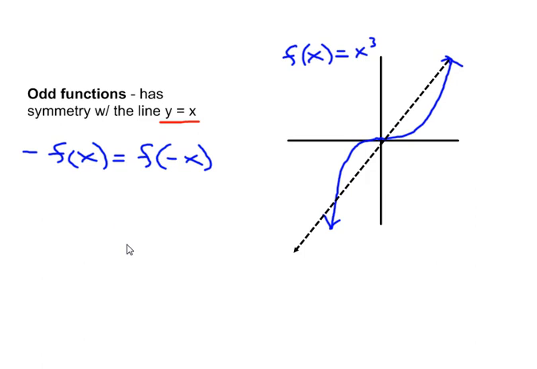Odd functions have symmetry with the line y equals x. This is the dotted line y equals x here. X to the third is an example of an odd function. And you might ask yourself, does the power have anything to do with being even or odd? And yes, it does. If it has an odd power, it is going to be an odd function. If it is an even power, it will be an even function. Notation is right here. If I put a negative sign in the function, it is equal to when I put a negative sign for x.